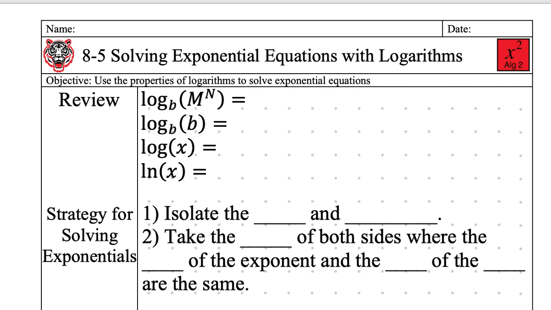All right, so we are on lesson 8-5. Today's date is Friday, January 24th, 2020. Make sure your name and date are on your paper. We are solving exponential equations. You have that undo button. You have logarithms. So what is our objective today with a quiet raised hand?